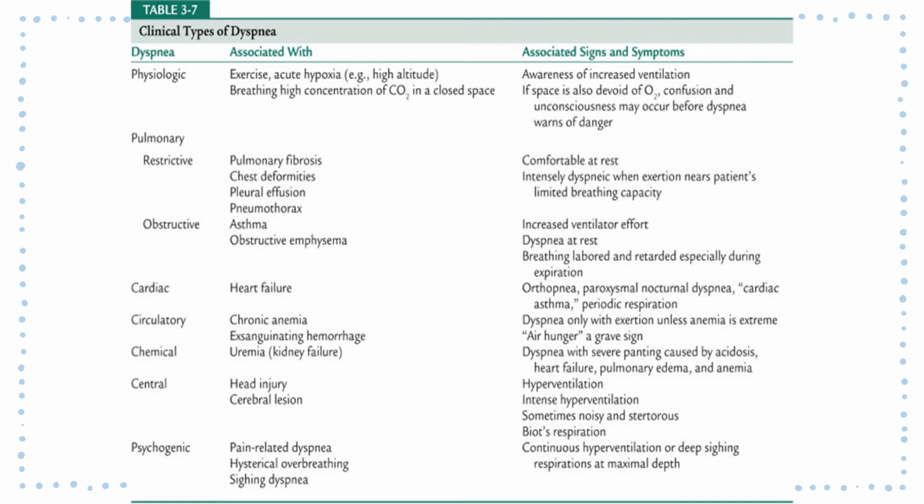Head injuries are pretty common. Oh, I skipped that one. Chemical, like kidney failure, so if you have an acidosis going on, or heart failure, they're more panting, fast, rapid breathing. Head injuries can sometimes cause hyperventilation, from different lesions in the brain. And then again, it could also just be pain related. Hysterical overbreathing is like in a panic attack. So we're trying to help differentiate what's going on.